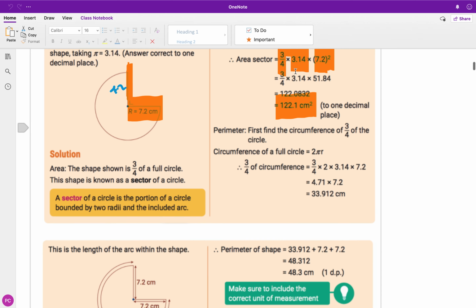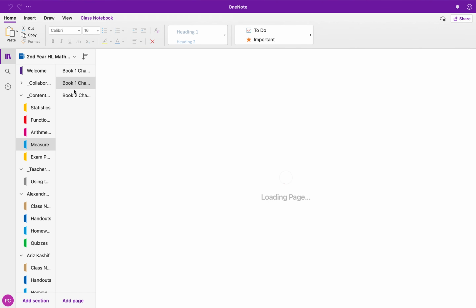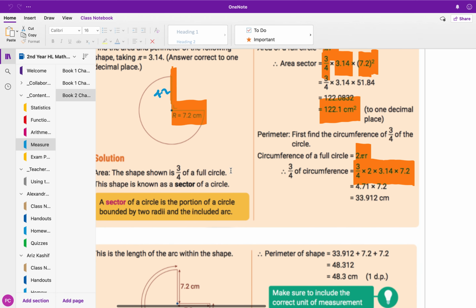So you see how there's a bit of a lag for some reason on this. I'm just going to go out and back into it because there's a bit of a lag. Yep, there we go.